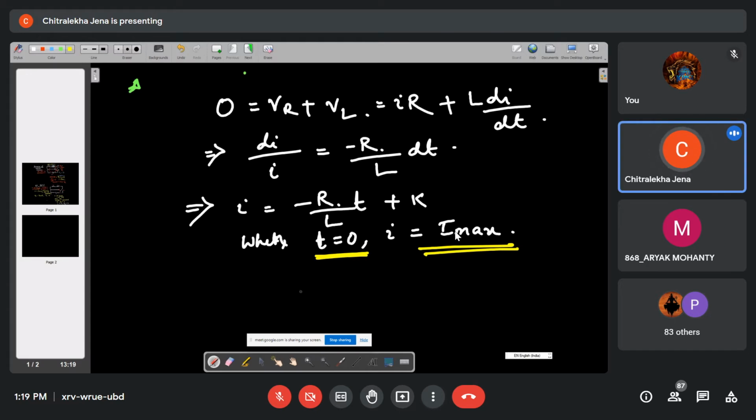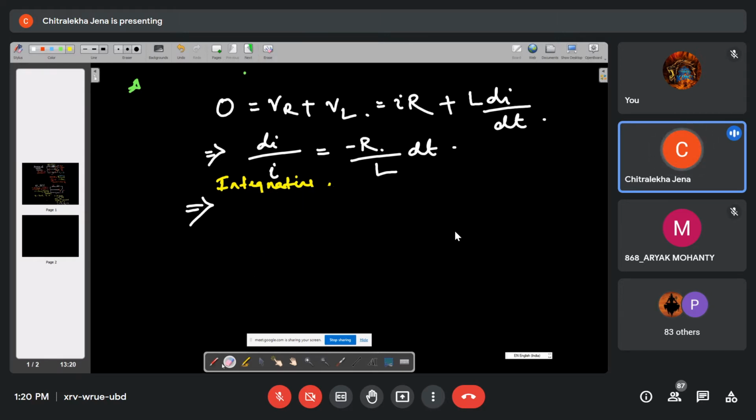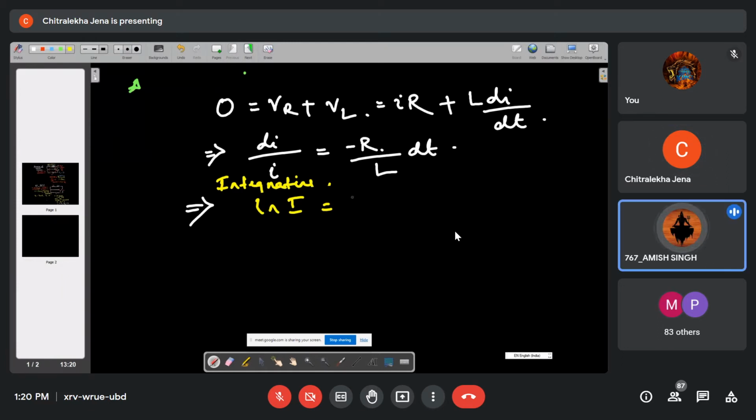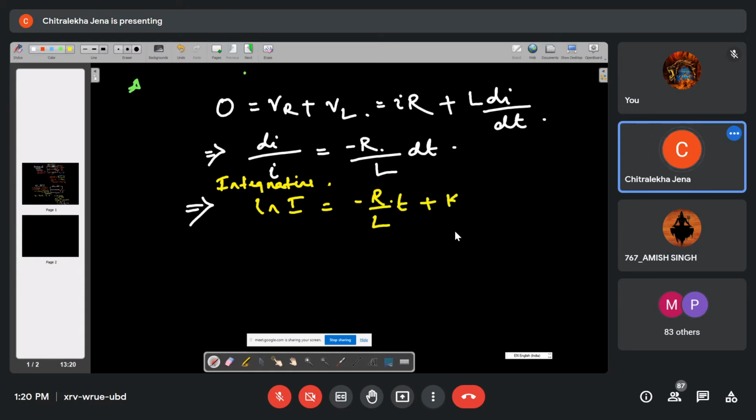So just wait. Here I have to take the log of i, the integration. Here I have to do the integration. Now integrating both the sides, what am I getting? ln i will be equal to how much? Minus R by L into t plus K. Okay. Here I forgot to write this step.